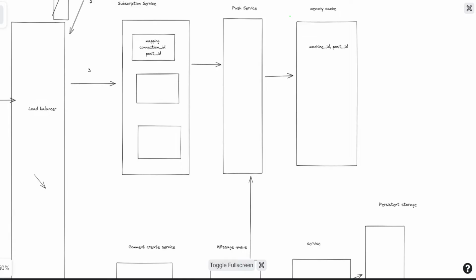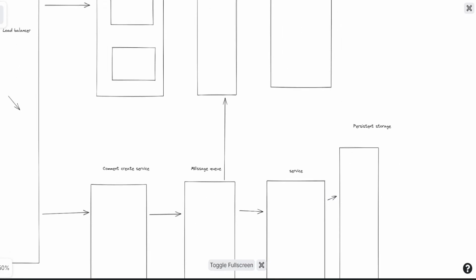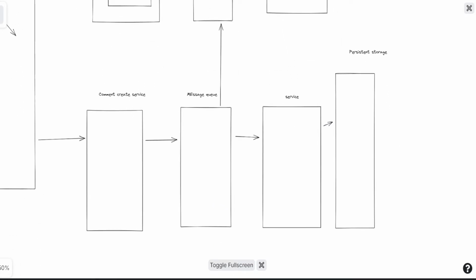Now, the reason why I've created a queue over here is that since we do want to persist the comments, there is another service layer over here that pulls these comments from these message queues and then sends them to the persistent storage, so that you have the list of all the comments that have occurred for a particular post ID.